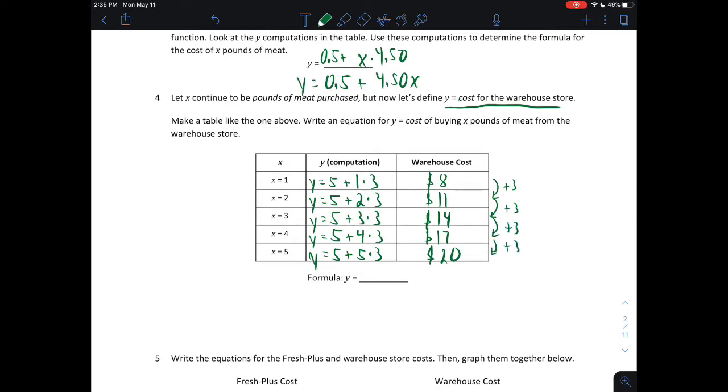So what would you write for a formula this time around? Y is equal to 5 plus, notice the thing that was changing, that was varying, was the first part of the product. So that's the variable x. And then we multiplied that by 3. And a more familiar way for us to write it would be y is equal to 5 plus 3x.